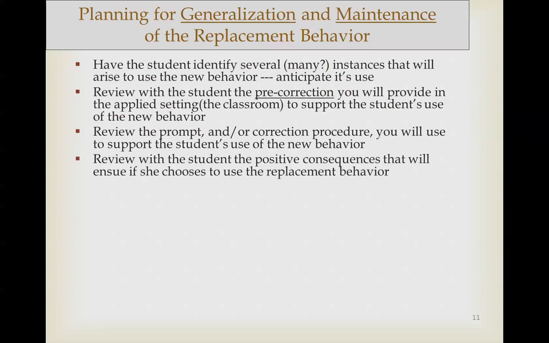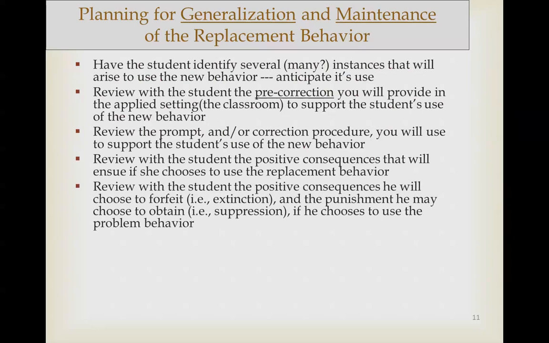Review with the student the positive consequences they'll earn if they respond in a positive way to the pre-corrections and the prompts. Review with the student any aversive consequence. I shouldn't use that word, it's so loaded. Behavior suppressing consequences, behavior weakening consequences, such as extinction or the introduction of the loss of privileges or something, which is a behavior suppression consequence if the student chooses the problem behavior.